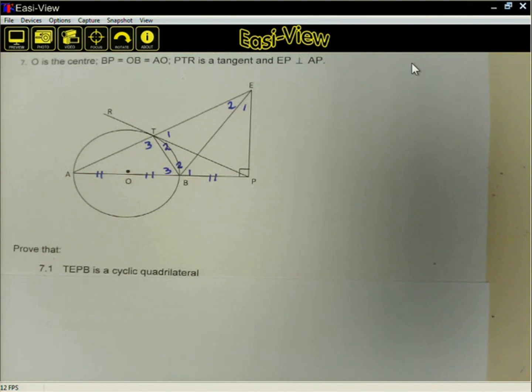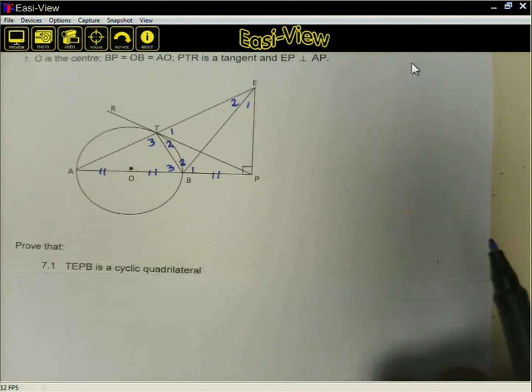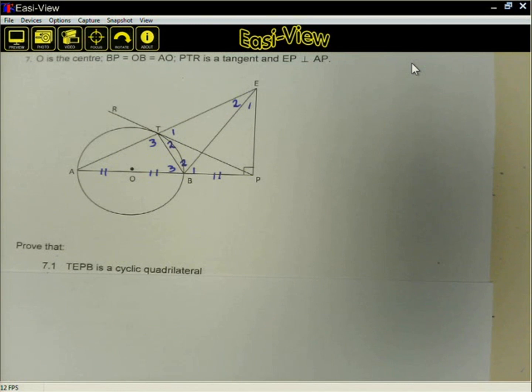There are three ways. Those theorems must come automatically to you. Once the question says prove that TEPB is a cyclic quad, you think of the three possibilities: if the exterior angle equals the interior opposite angle, if the opposite angles are supplementary, or if the angles on the same side are equal. Check this, and relate that to the given information.